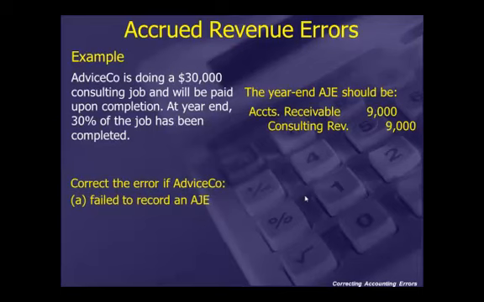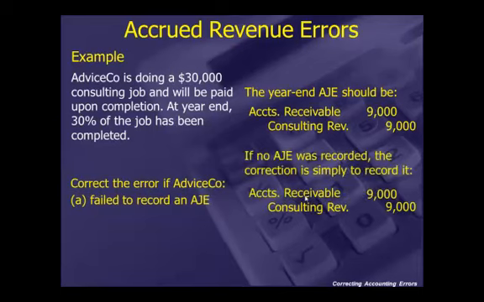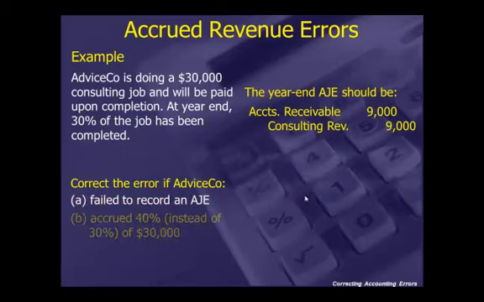Correct the error if Advice Co. failed to record an adjusting entry. Well, if they failed to record the adjusting entry, then none was recorded. We find it before year-end closeout. We go ahead and debit the accounts receivable and credit consulting revenue for that $9,000.